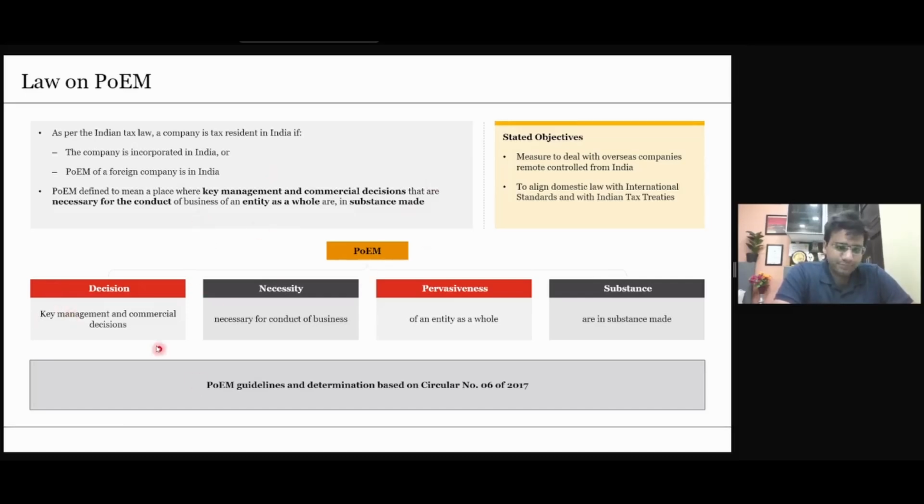Like we discussed, we need to see the decision making. What are the key decisions? What you mean by key is based on a case to case basis. If I am an investment company, for me key decisions would be buying and selling of shares. So decisions related to buying and selling of shares would be seen as my key operations. Again, you don't need to see the day-to-day business operations or day-to-day decisions. You need to see the management and commercial decisions, actually making the key investment decision.